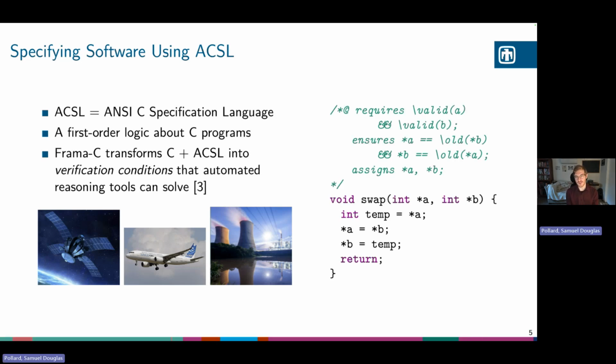Now, I'll give an example here, which is the most complex one I'm willing to put on a slide, which is swapping of two integers. The specification requires that you can read from and write to A and B, and that the variables at the end are in fact swapped. It turns out this does verify in Frama-C, and so you can get more assurance that your implementation is correct.